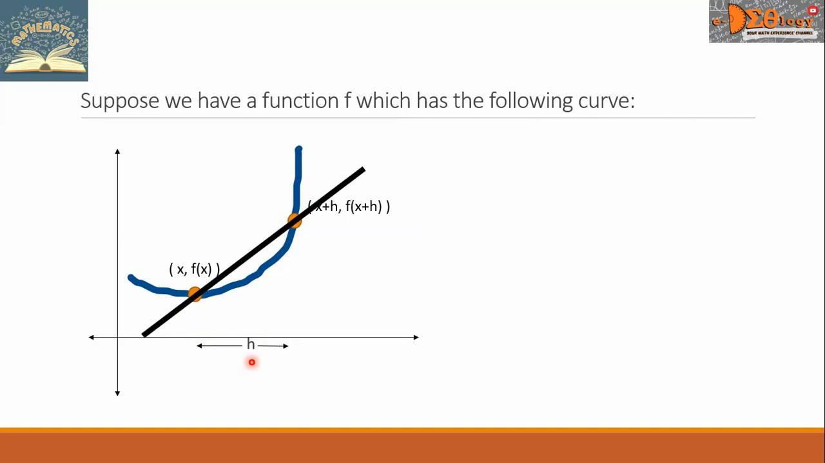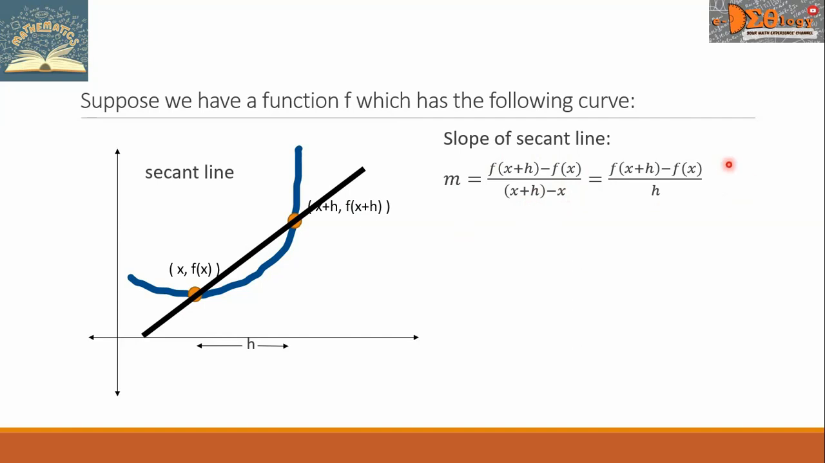Now, let us draw a line connecting the 2 points. We call this line the secant line. With respect to the slope of the secant line, we will write m equals f of x plus h minus f of x all over x plus h minus x. We can see here that our denominator can be simplified into h. So we write it like this.